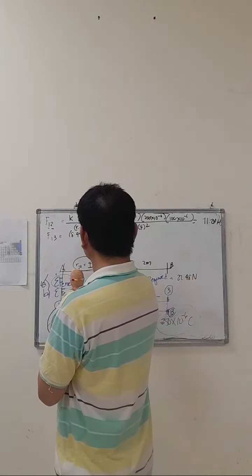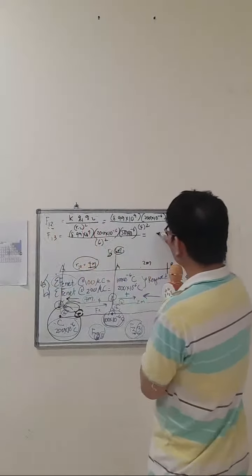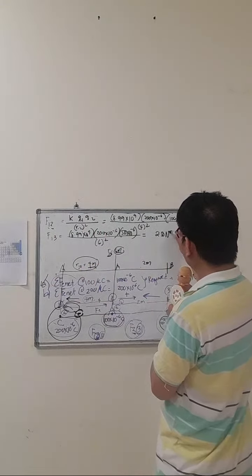F13, meaning to say positive. So 8.99 exponent to the 9 times 200 exponent to the negative 6 times 50 exponent to the negative 6, divided by 36. How much? 2.50 Newton. So 2.50 Newton. Why very small?